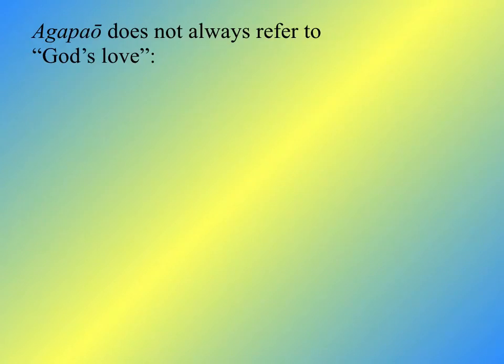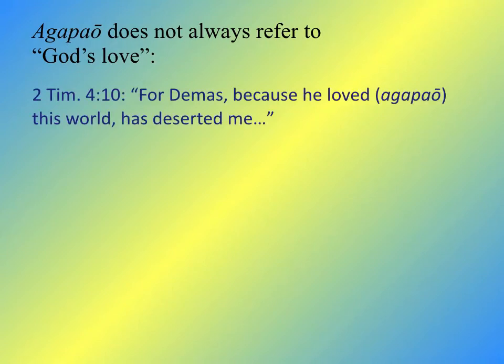Let me point out some examples. Agapao does not always mean God's kind of love. So agape is not always this special God-like love. Look at 2 Timothy 4:10, which says, for Demas, because he loved this world, has deserted me. Paul says that Demas loved the world and deserted him. That's not self-sacrificial God kind of love. That's a selfish, craving kind of love.